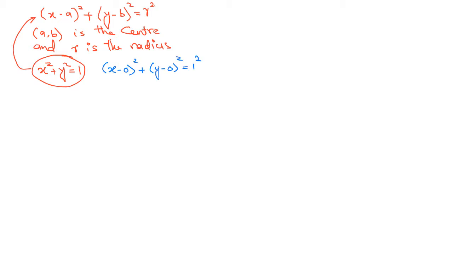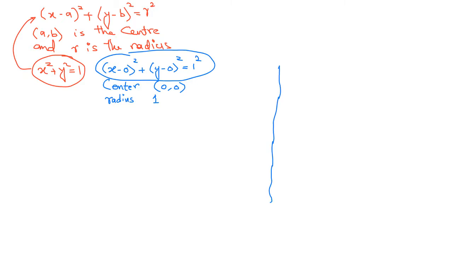From this equation, what did we get? What is the center of the circle? That is 0 and 0. And what is the radius of the circle? The radius is 1. So from this equation we can easily draw the graph. This is the center point 0, 0. For each axis you will have 1, minus 1, 1, and minus 1. So this is the graph of a circle having center point 0, 0 and radius 1.